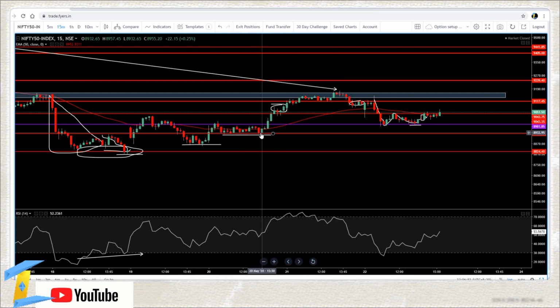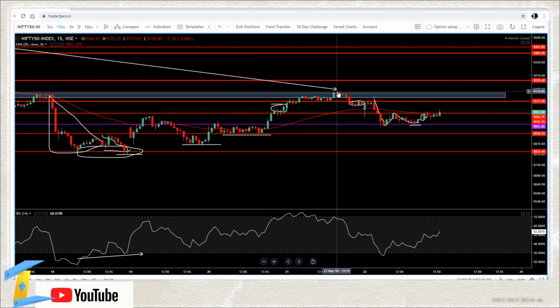So you could see here at around 13:30, 13:15 odd level, when it started doing this particular breakout, it became a great entry for people to take, keeping a stop loss right over here below the consolidation or below the previous swing low. Either way, you can manage your risk, and one could have expected the market to move all the way up till here.